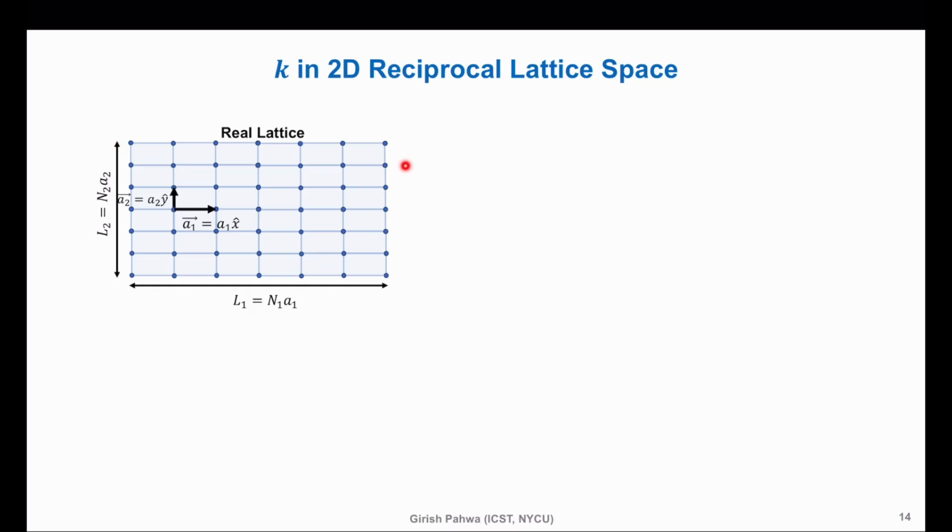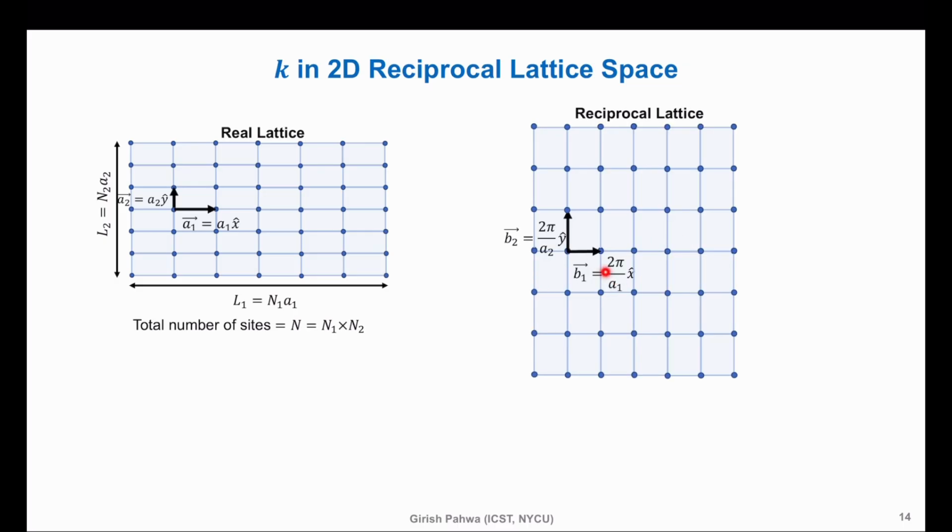And how many atoms will be there in this total grid? So this is n1, this is n2. Total atoms will be n1 into n2. So number of sites here are n1 into n2. Now what will be the corresponding reciprocal lattice? So it's a rectangular reciprocal lattice, so it's easy to do. Simply, this a1 becomes b1, 2 pi by a1, and a2 becomes b2, 2 pi by a2. Yes, so this is the reciprocal lattice.